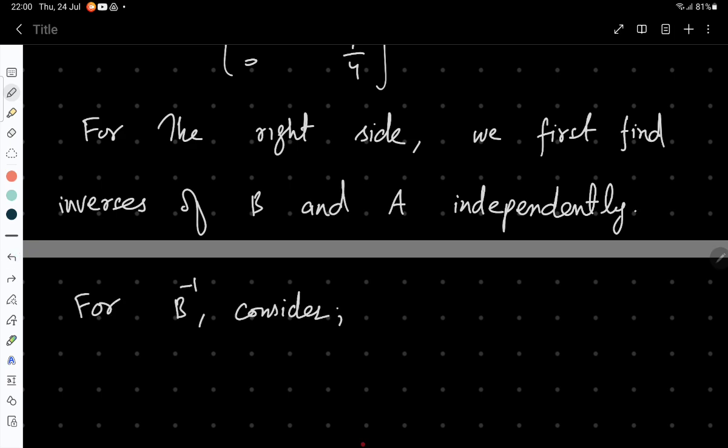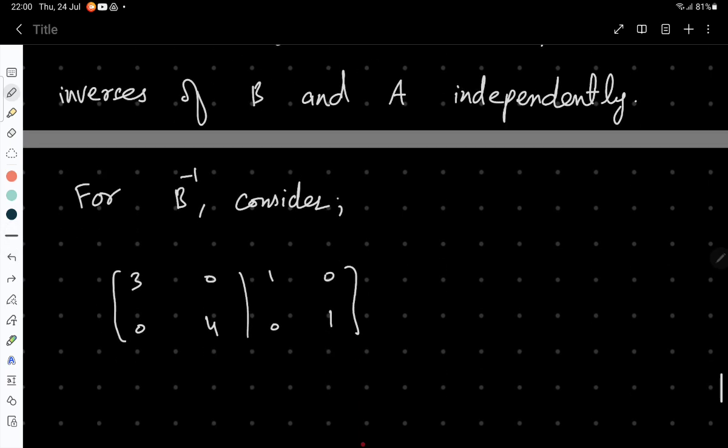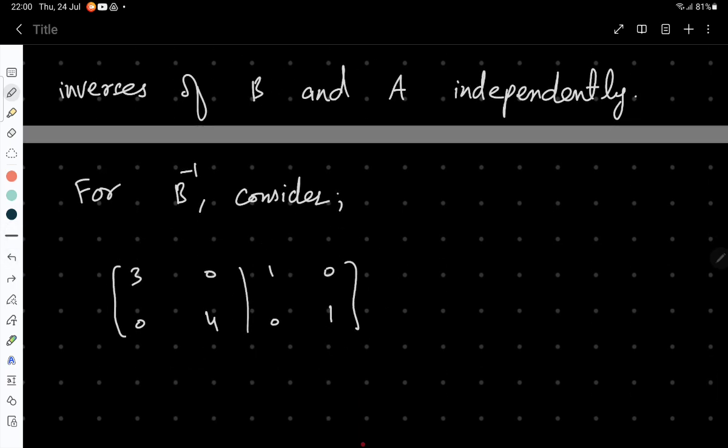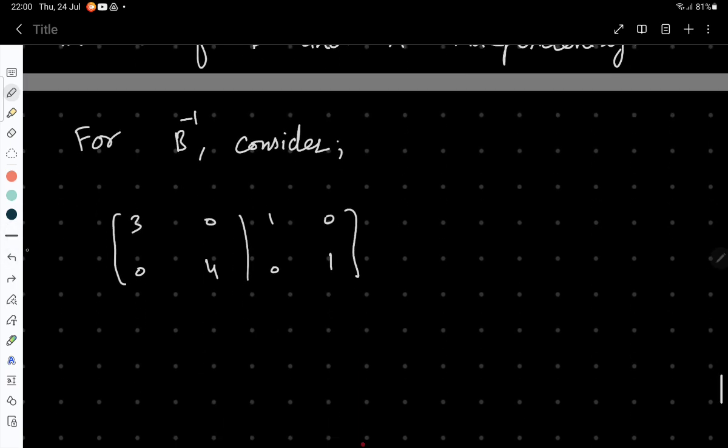So first of all, we will compute the inverse of B. So in order to consider the inverse of B, we need the augmented matrix B with the identity. You can see this is B and this is identity. So we have computed the augmented matrix. Now we will perform the row operation. My aim is to make this one. How can I make this one?